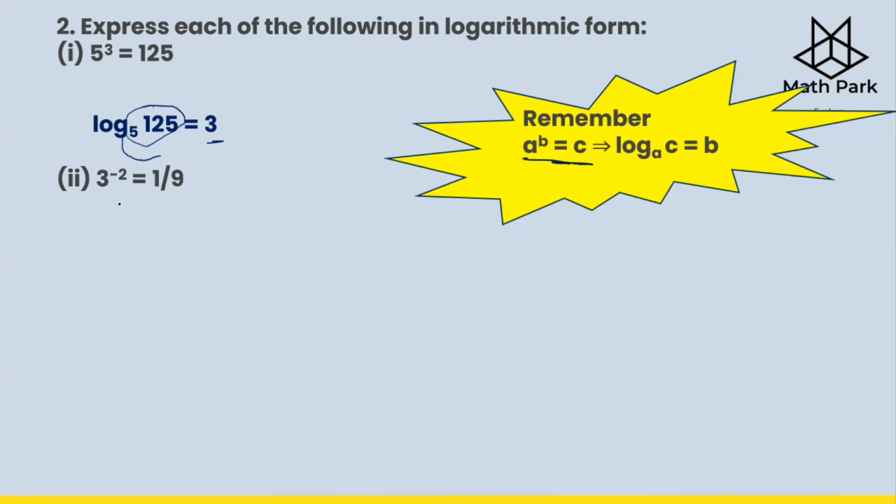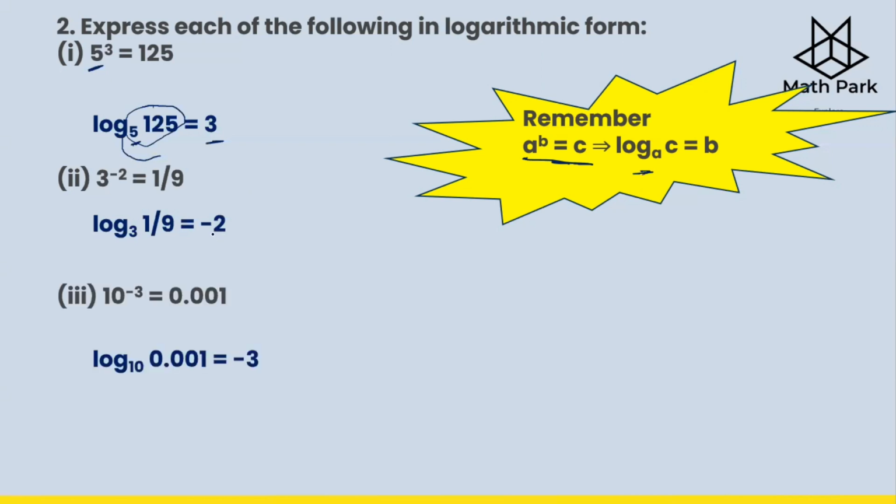Writing 3 raised to minus 2 equals 1 by 9 in the log form. Remember, the base remains as the base always. So comparing with this, you get log of 1 by 9 to base 3 is equal to minus 2.